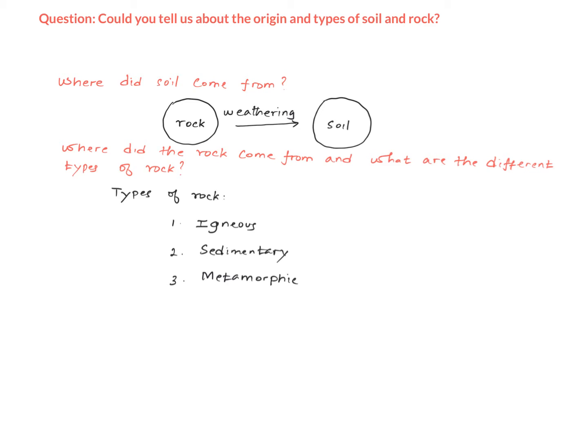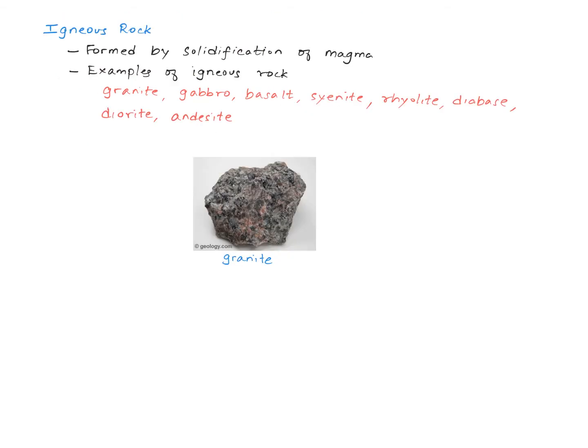The origin of rock depends on the type of rock. There are three types: igneous, sedimentary, and metamorphic. Let's take the first one, igneous rock. Igneous rock is formed by solidification of magma. Here's a list of examples of igneous rock: granite, gabbro, basalt, syenite, rhyolite, diabase, diorite, and andesite.